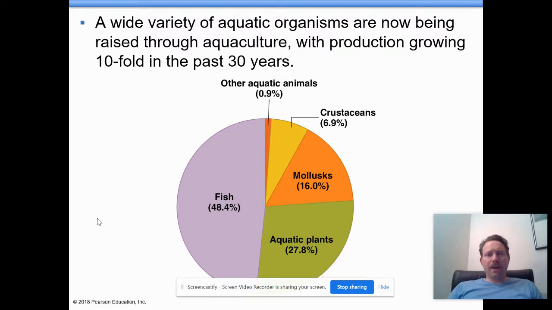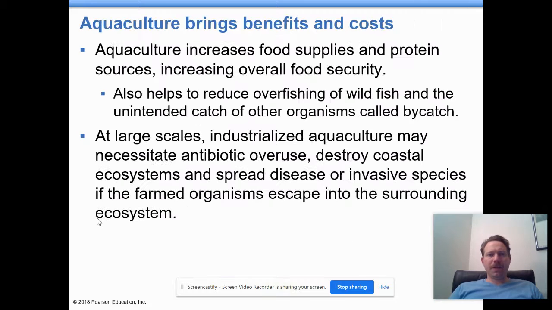Lots of animals and organisms are being grown through aquaculture. Fish, obviously, being about half, but then we have aquatic plants and mollusks like clams and mussels, crustaceans like crabs and such. It has, again, like anything in environmental science, benefits and costs.